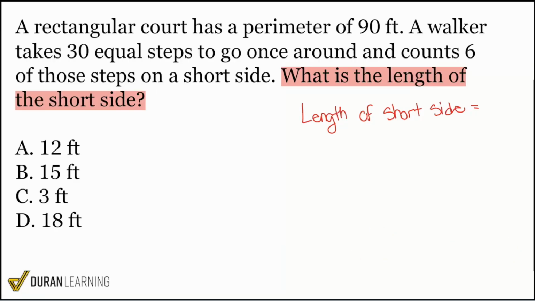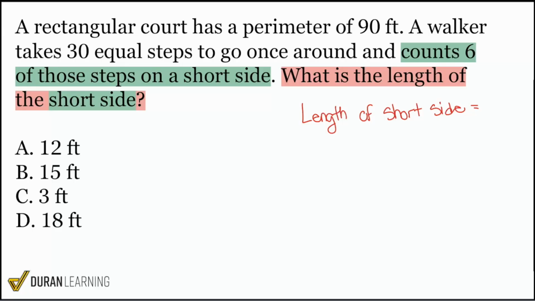Where is the short side mentioned? It says a rectangular court has a perimeter of this. We have someone who's walking and they take 30 steps to go around once, and 6 of those steps are the short side. Everybody, can we confirm that we just saw, specifically when it comes to identifying the short side, we have this phrase right here. We count 6 steps on the short side. Everybody, yes or no, can we confirm that we see that information in green? 6 steps is equal to the short side.